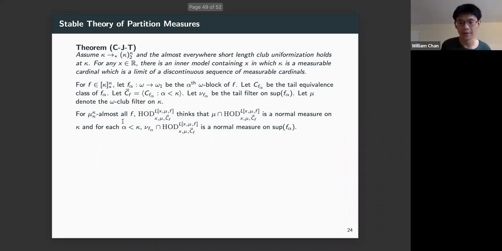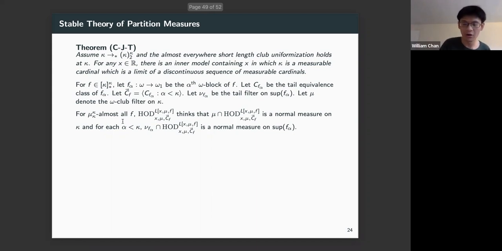Using the club uniformization, you can show that for mu kappa kappa almost all f, in L of x, mu, using parameters x, mu, and the sequence c bar of f, mu intersect the hard of that is a normal measure on kappa. And for each alpha less than kappa, the tail measure nu f sub alpha intersect the hard of that is a normal measure on the sup of f alpha. And so this will be a model satisfying the theorem.